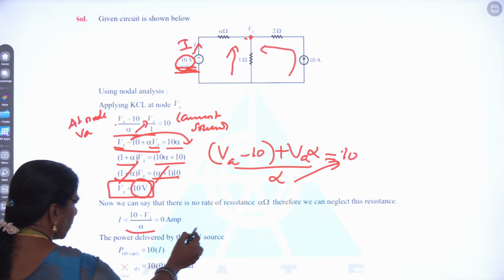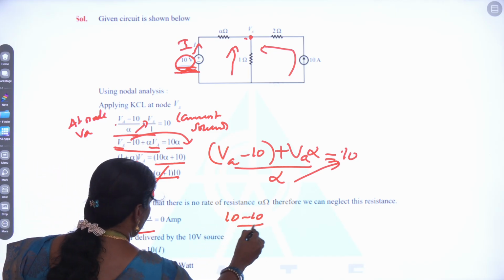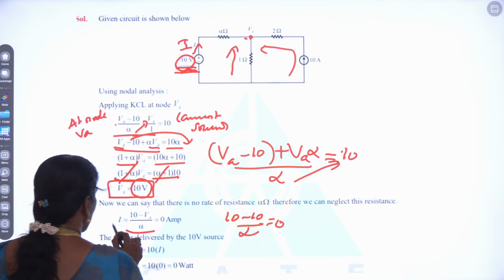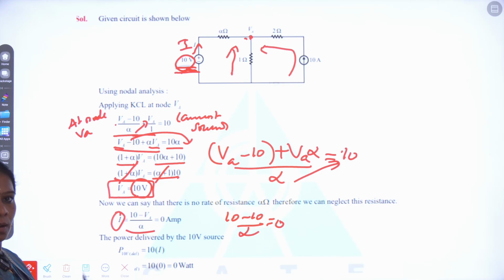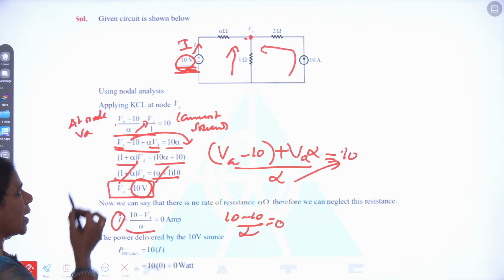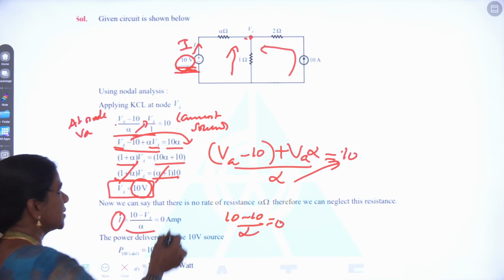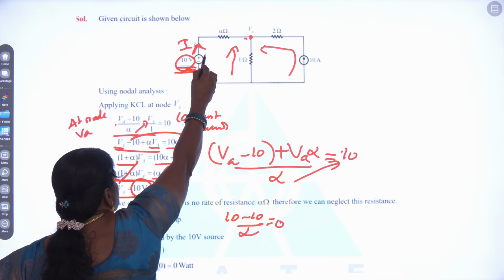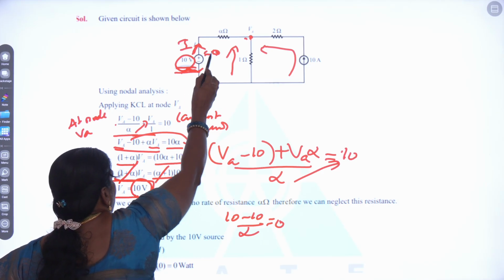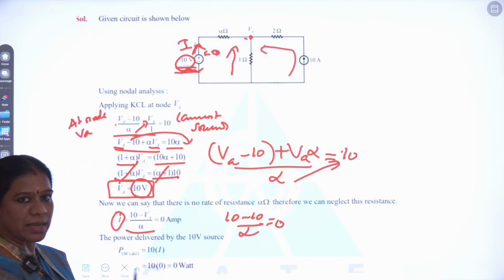So what is VA now? 10 minus 10 divided by alpha, so it will become 0. So what is the current? 0. That's all. So the current delivered by the battery is nothing but 0. That is, the current passing through this branch is 0. The current delivered by our 10 volt battery source will be 0.